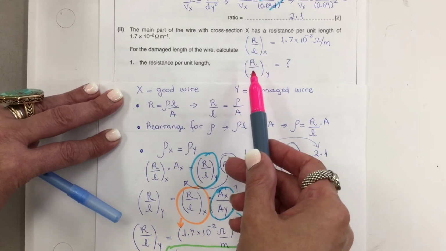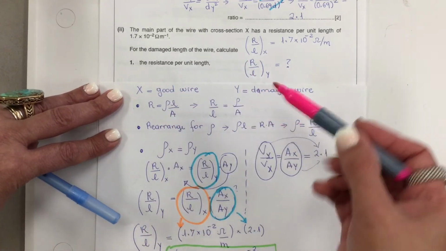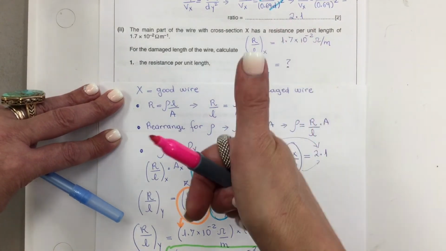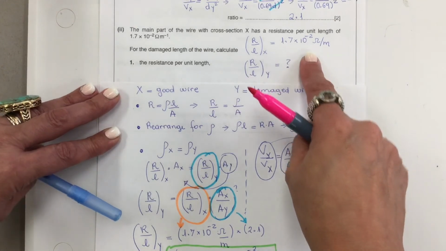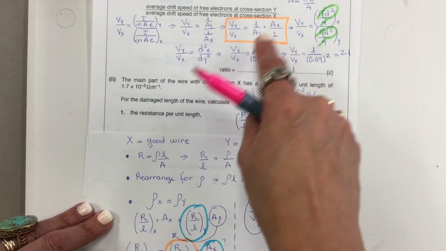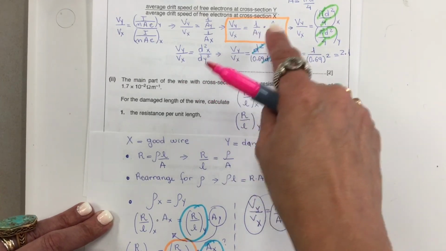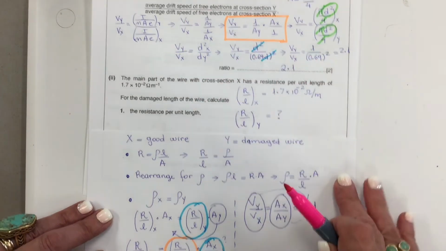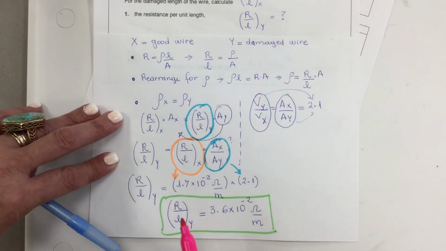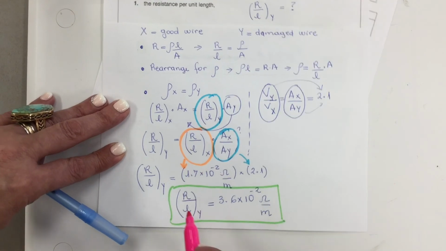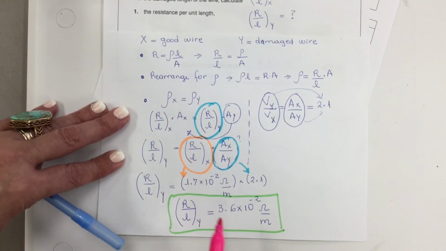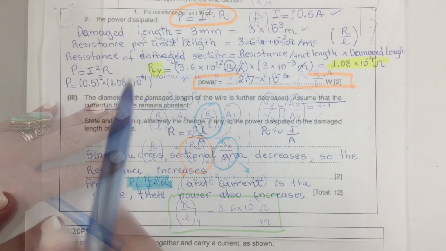Then the following question is asking to find the resistance over the length for the damaged section when the resistance over length of the good section was provided. We have this, and also we have the relationship between both sections by the area. So I could manipulate all this information to get the ratio the problem was asking for, the resistance per unit length for the damaged section.